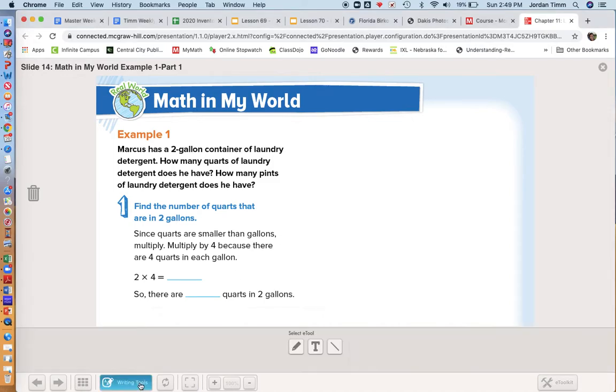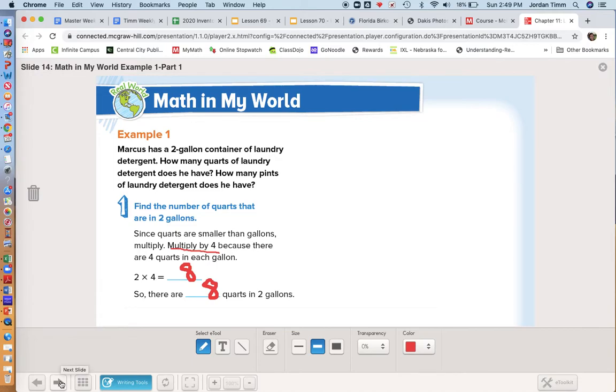So that's why, to figure out how many quarts are in 2 gallons, we have to multiply by 4, because there's 4 quarts in 1 gallon. So how many in 2 gallons? 2 times 4 is 8. So fill in, there are 8 quarts in 2 gallons. Now that just answers the first question.